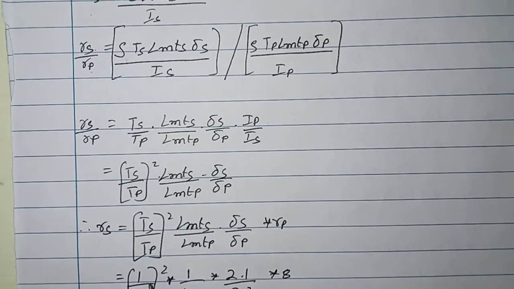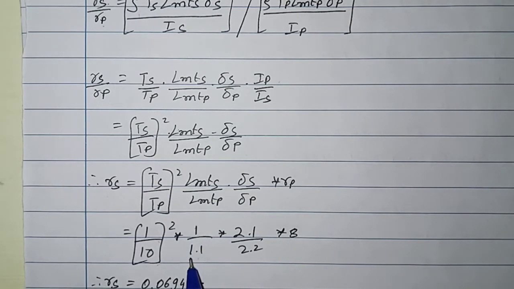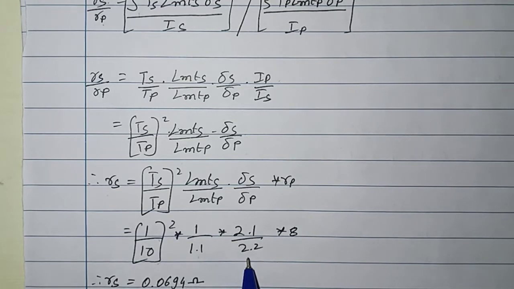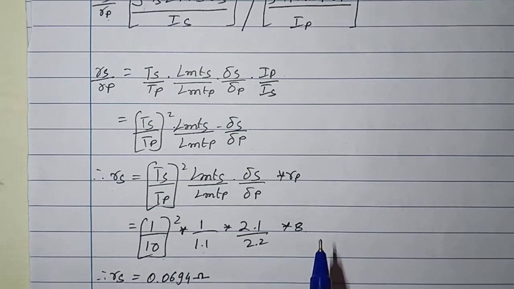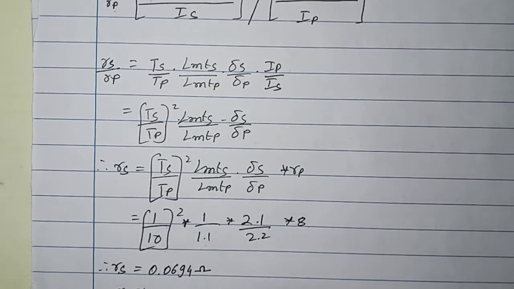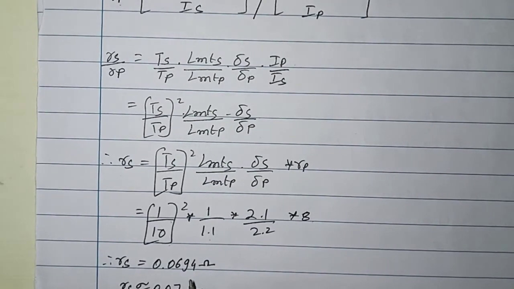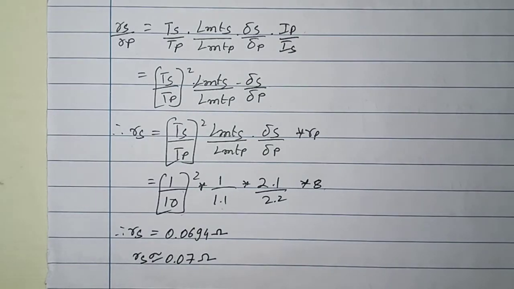TS by TP is given by the transformation ratio 10:1, so 1 by 10 square, then 1 by 1.1, since the mean turn of the primary is 10% greater than that of the secondary, into 2.1 by 2.2, which are the given values, then into 8. Solving this, we get RS equal to 0.0694 ohm, or approximately 0.07 ohm.